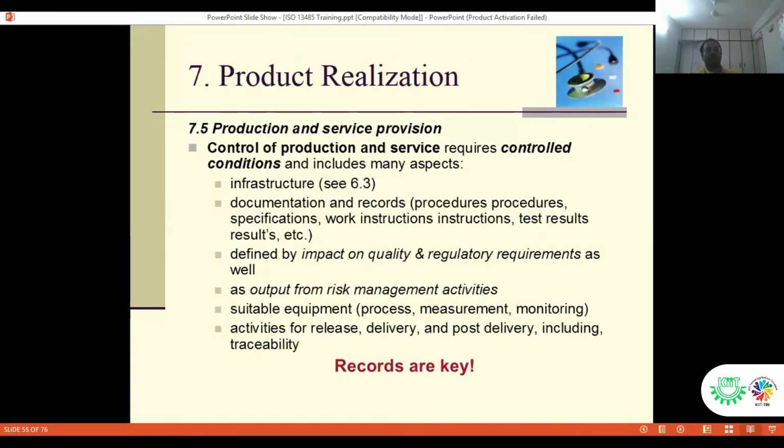Clause 7.5 talks about the production and service provisions. So what are the infrastructure requirements, documentation requirements, impact on the quality and regulatory requirements, and output from a risk management activity, which we have done under clause 4? What are the suitable equipment and the processes going to be required? All should be well defined under clause 7.5.